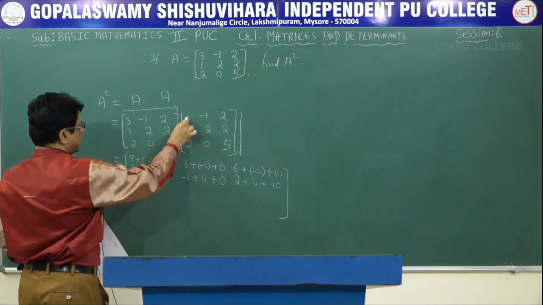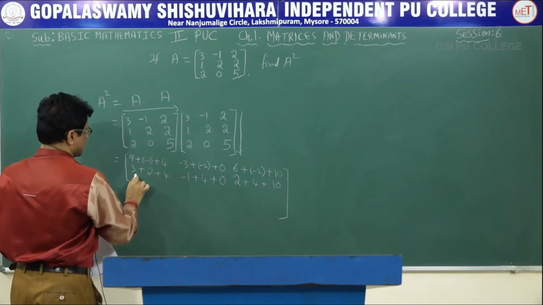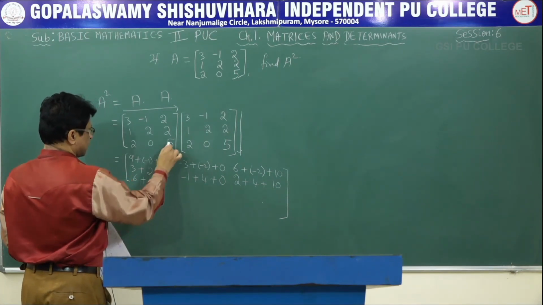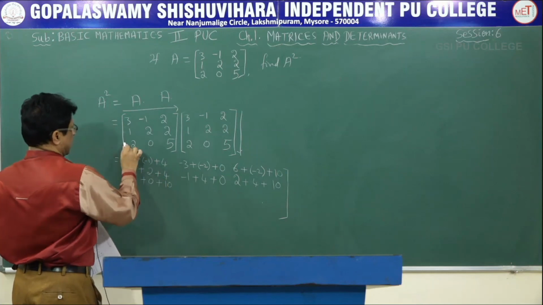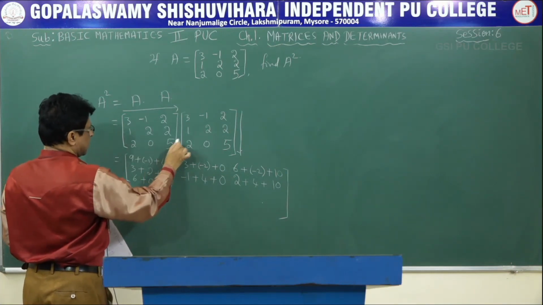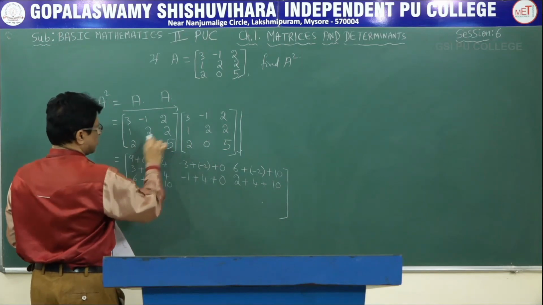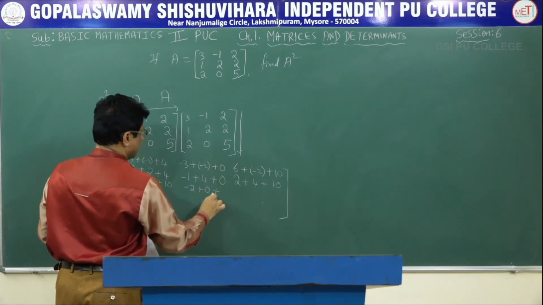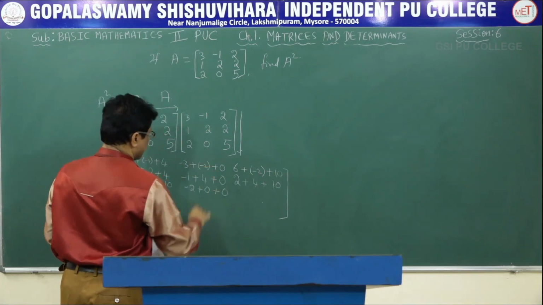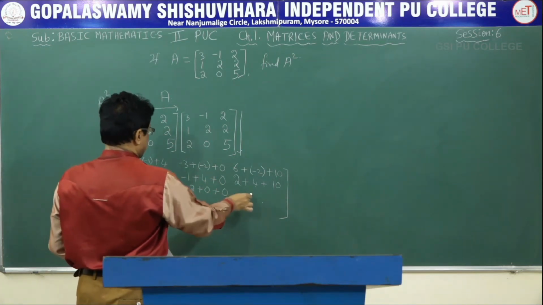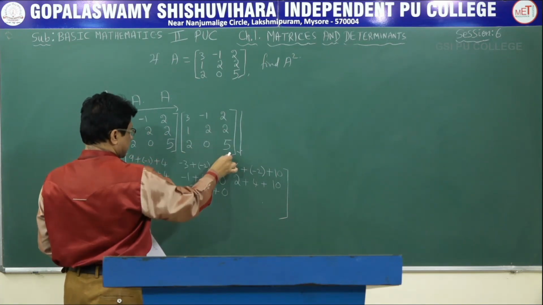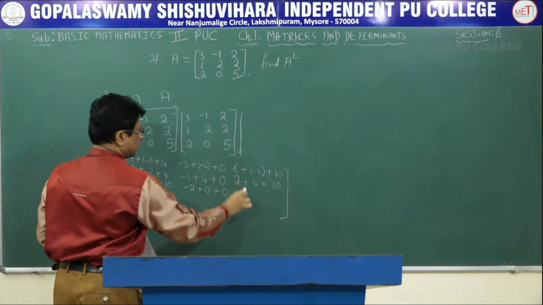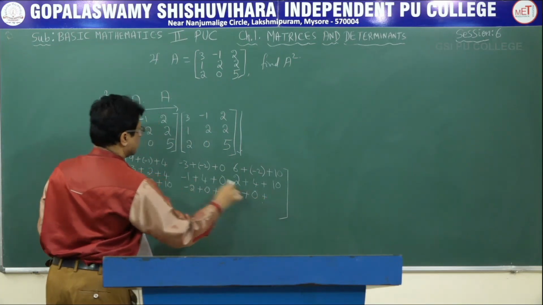Next row: 2 into 3, 6, plus 0 into 1, 0, plus 5 into 2, 10. Next element is third row into second column: 2 into minus 1, minus 2, plus 0 into 2, 0, plus 5 into 0, 0. Next element is third row into third column: 2 into 2, 4, plus 0 into 2, 0, plus 5 into 5, 25.